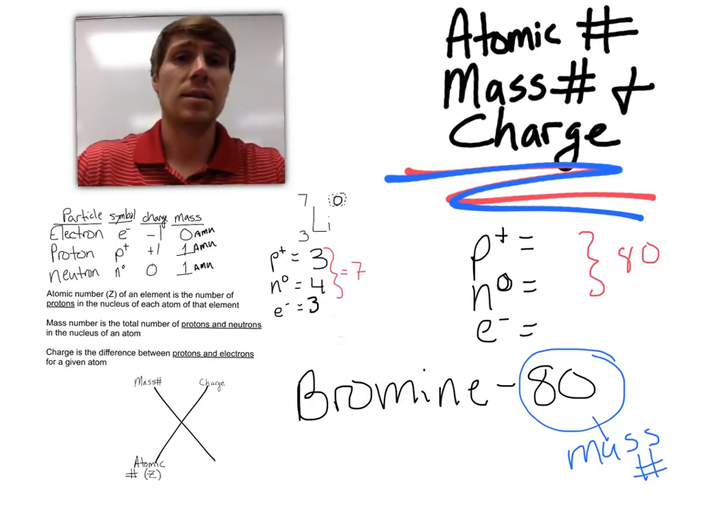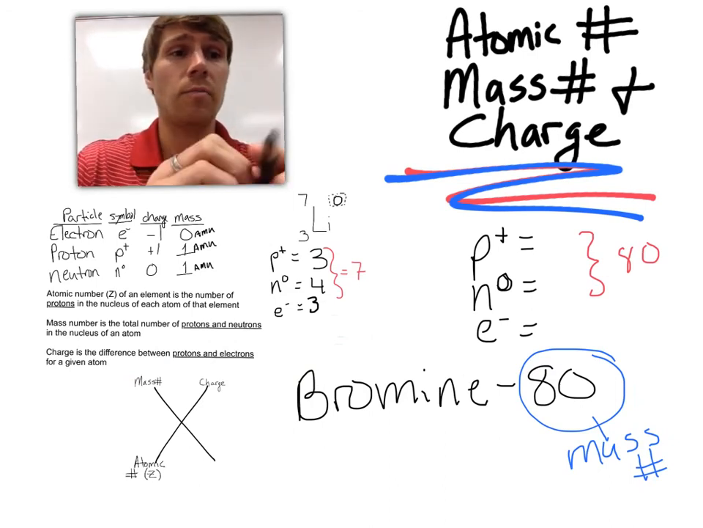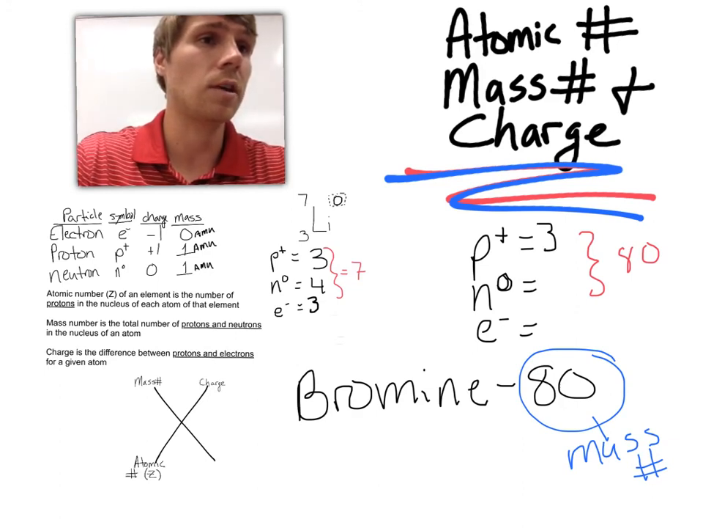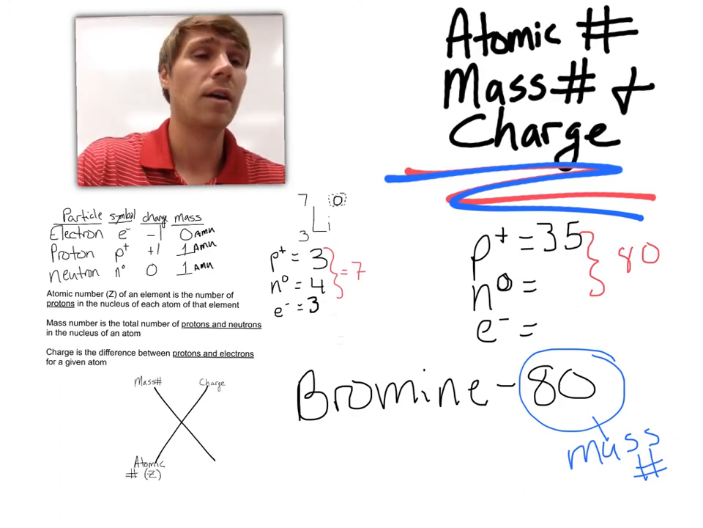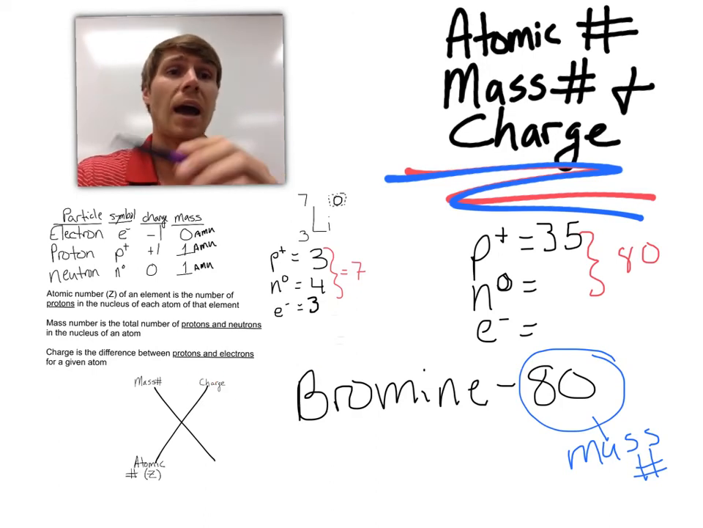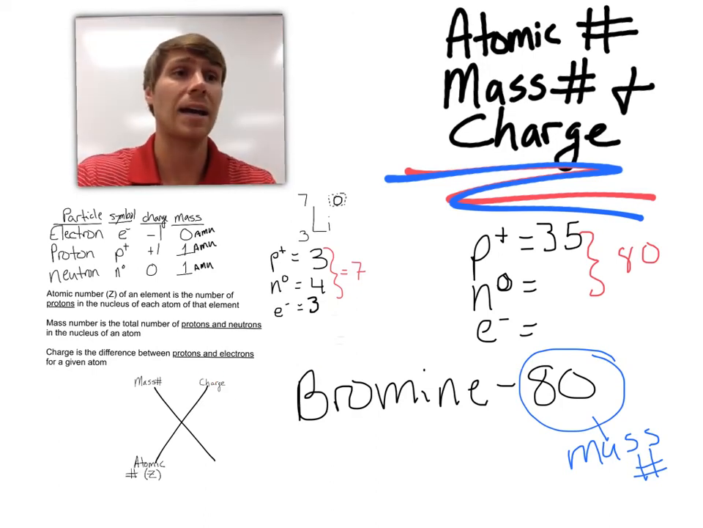Well, the atomic number is the number of protons in the nucleus. So that means our number of protons is 35. And remember how I said earlier, because this doesn't say anything about a charge, if the charge up here is left blank, we have to assume that the electrons are exactly the same as our protons. So in this case, also 35.